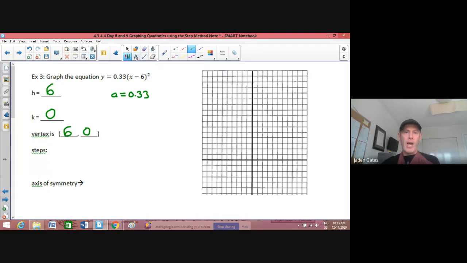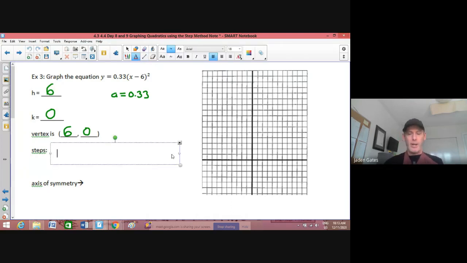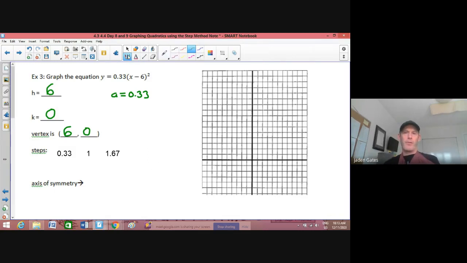All right, steps. Again, taking 1, 3, and 5 and multiplying it by a. Well, so 1 times 0.33 is 0.33. 3 times 0.33 is actually just 1. And then 5 times 0.33 is 1.67. Little decimals here. It's going to be a little tougher. All right. So same method as before. There's my vertex. There's my steps. That's what I need to do this real quick. Much easier than doing a table of values.